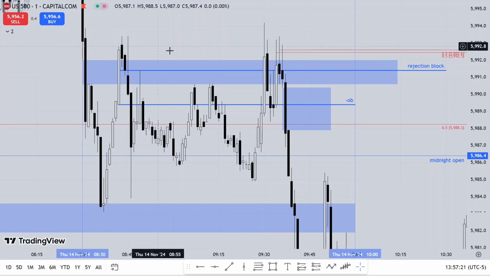So when the wicks do damage like this, the bodies are telling you the story that price is unwilling to go above this high, to trade fully well above this high. When you have something like this, you've gotten a couple of confirmations, let's use that word. You've gotten a couple of confirmations that price is going for lower prices.